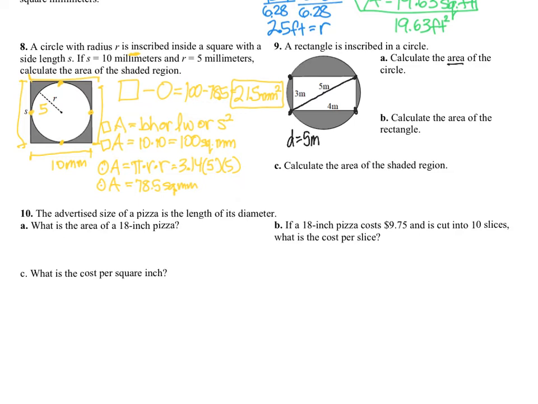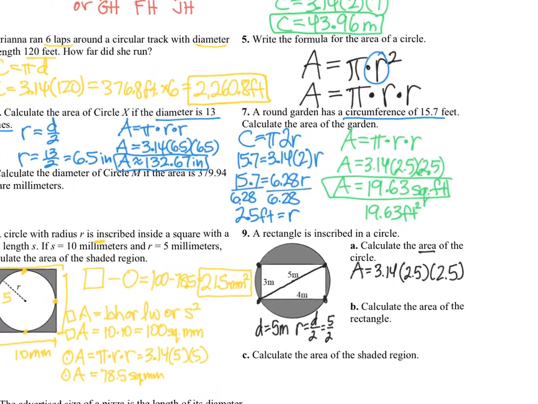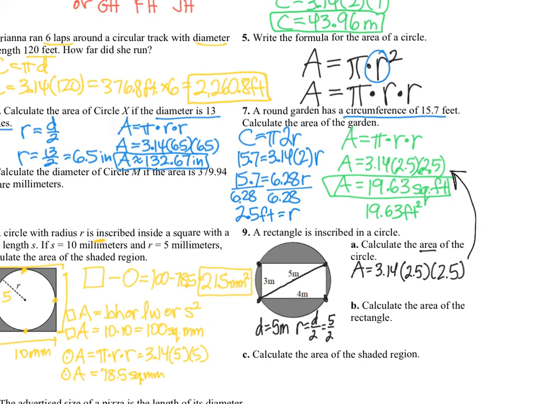But since it wants area, I'm going to cut that in half, right? Because radius equals the diameter divided by 2. So I want 5 divided by 2. So the radius equals 2.5. So area equals 3.14 times the radius, which is 2.5 times 2.5. This sounds very familiar. Where was that 2.5? Oh, there it is right there, right above it.